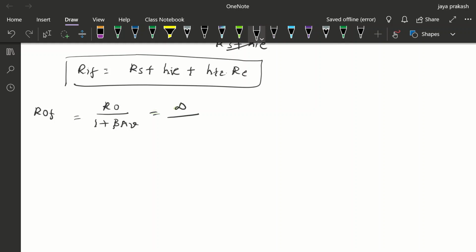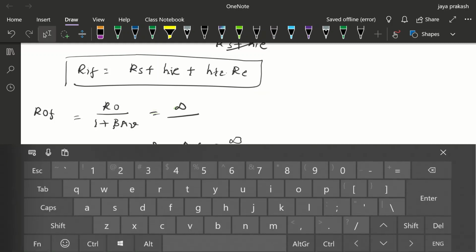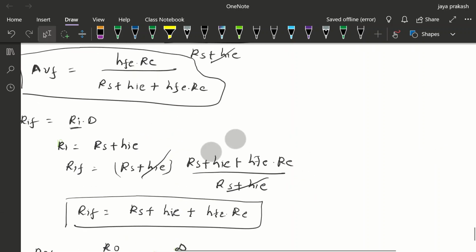So AV is equal to what? A suffix we already know. A suffix small v is equal to the limit as RL tends to infinity, not R0, here the load resistance we have to consider, of A capital V. Okay, so that is equal to how much? You can see AV is equal to what?